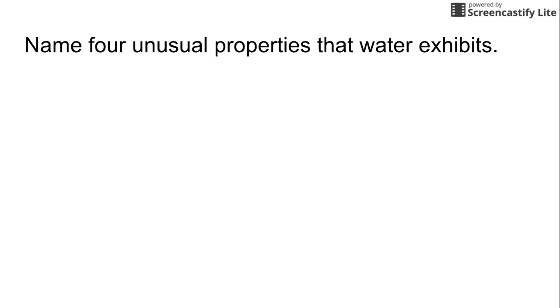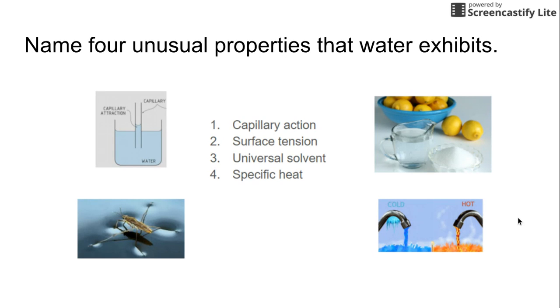Name 4 unusual properties that water exhibits. Now, this is a review. Water has capillary action, which means it defies gravity and sticks together. Water has surface tension, which is what allows the bugs to walk on top. Water is a universal solvent, which means it dissolves things like lemon juice or sugar. And water has a very high specific heat, meaning you need to withdraw a lot of temperature in order for it to freeze, or you have to add a lot of heat in order for it to boil.